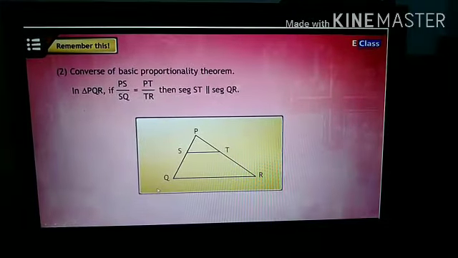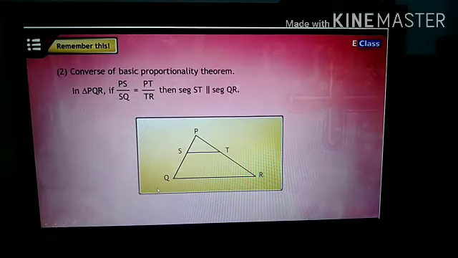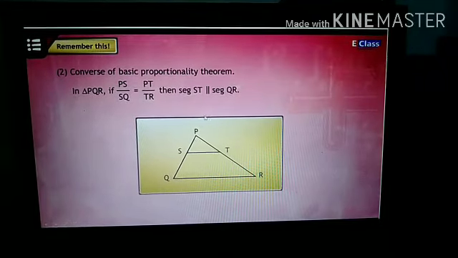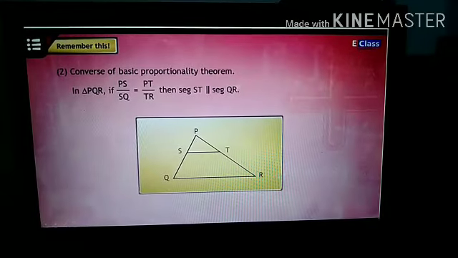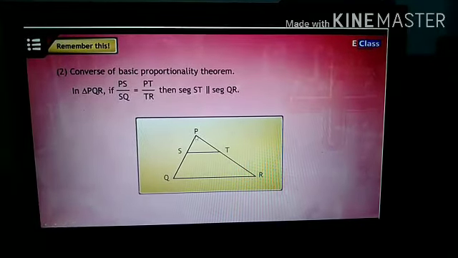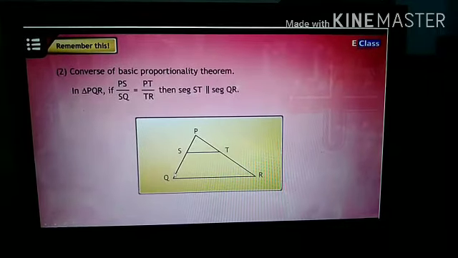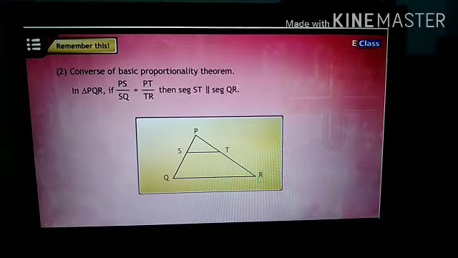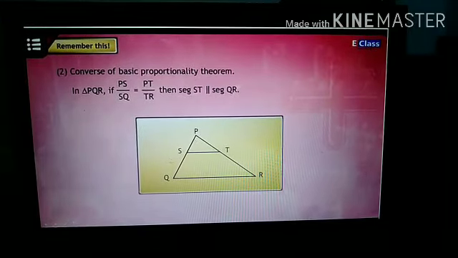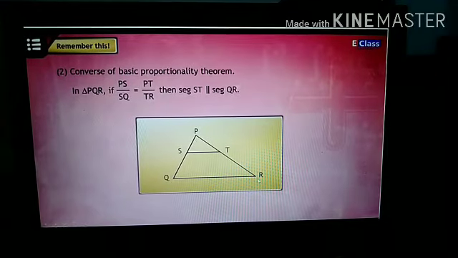Then we also studied the converse of the basic proportionality theorem, where in this figure we have triangle PQR, where we have the ratio of the sides equal, that is PS upon SQ is equal to PT upon TQ. Then we can say that segment ST is parallel to segment QR.